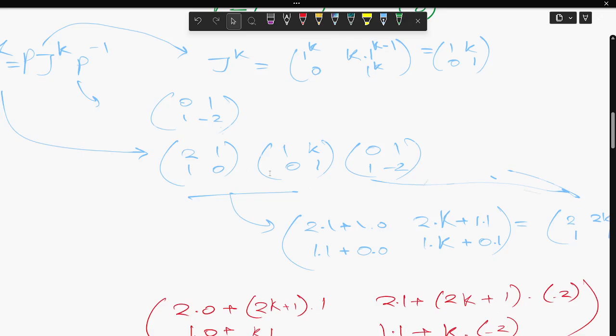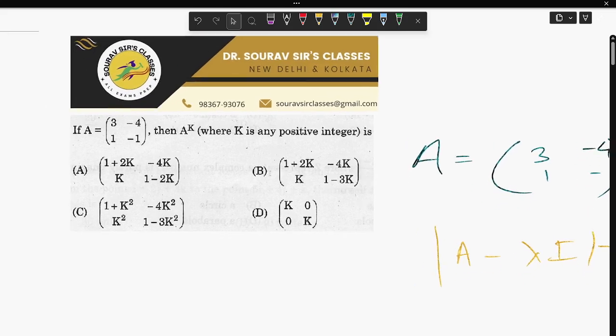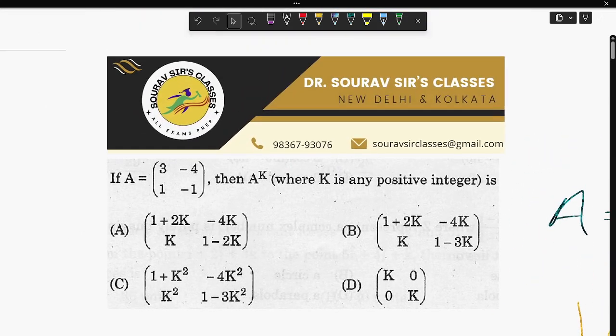So what is this option? Our option is option A. Okay.